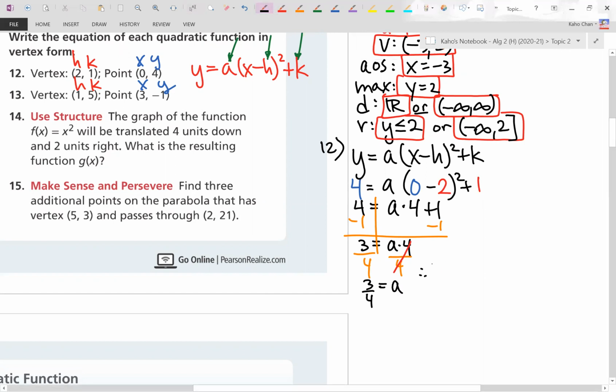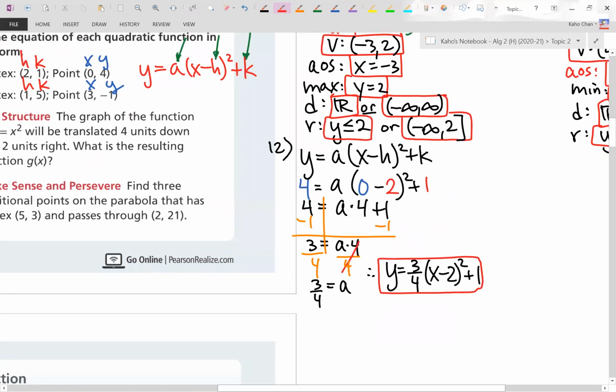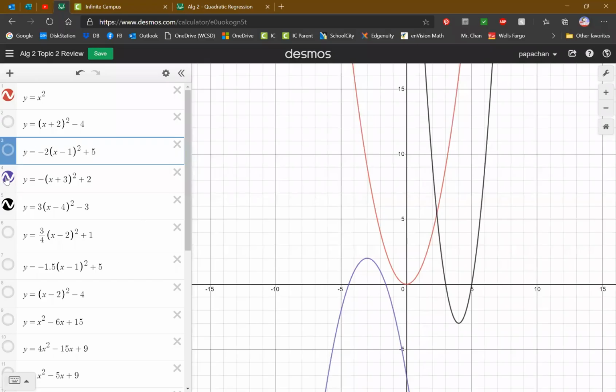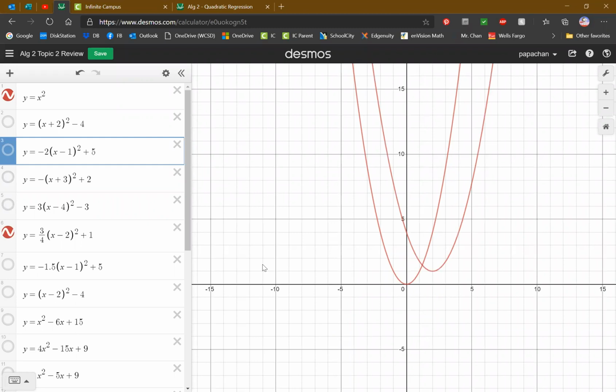Final answer, reset x and y. y equals 3/4, the answer we just got, times x minus 2 squared plus 1. This is my equation for that particular problem involving 2, 1 and 0, 4. Let's take a look. Did I graph it over there? I think I did. Turn those off. 2, 1. Oh, there it is. 2, 1 is my low point right there. And 0, 4 was the random x, y value right there. And you can see it does match it nicely. Very good.